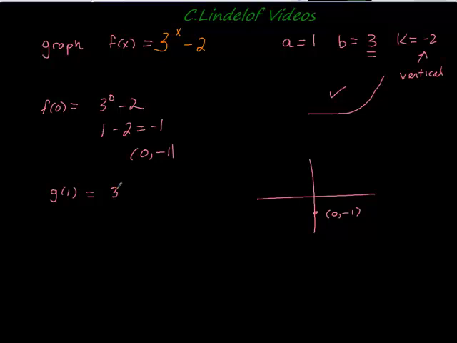G of 1 is 3 to the first power minus 2. 3 to the first power is 3, minus 2 is 1. So we have the point (1, 1), maybe, right? So then I'm just going to take this curve and put it here.